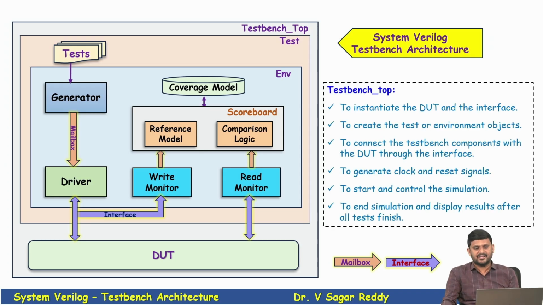The first one is it instantiates the DUT and interface, creating the hardware connection point. The second one is it creates the test and environment objects, bringing the entire verification infrastructure to life, and connects the testbench components to the DUT through the interface, completing the signal path. It also generates clock and reset signals, the fundamental control signals that everything depends on. And it starts and controls the simulation, triggering the initial sequence of events, and ends the simulation and displays the results after all is complete, giving you the final pass-fail result.